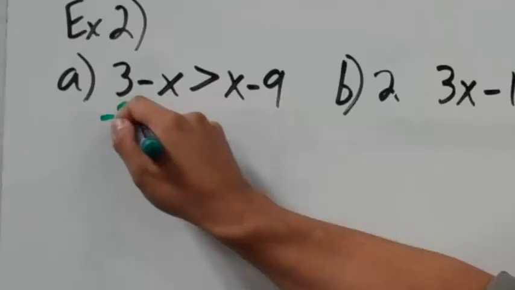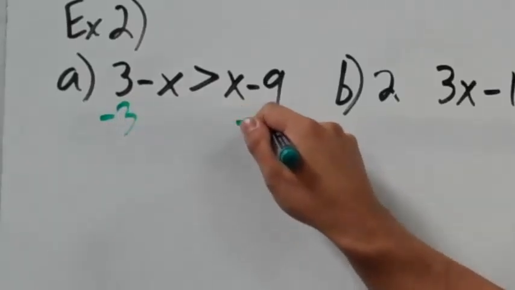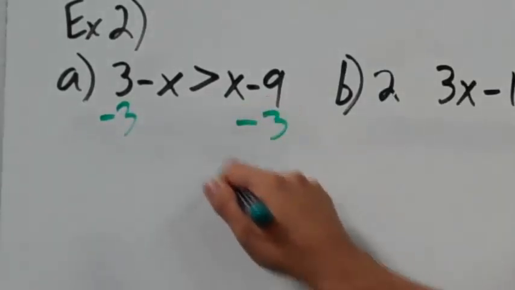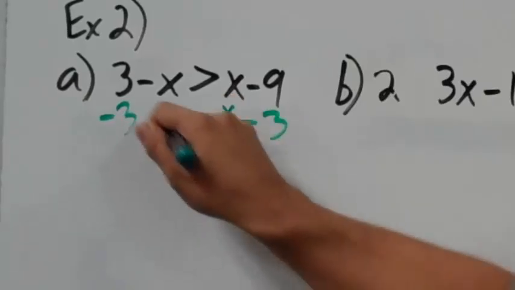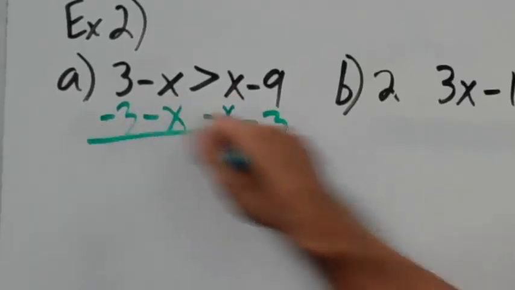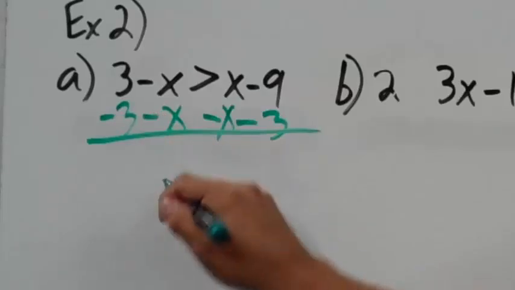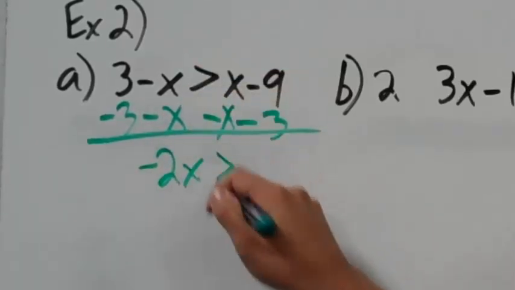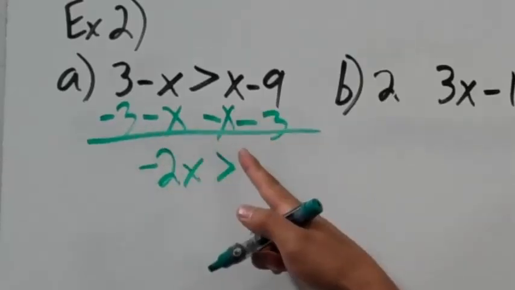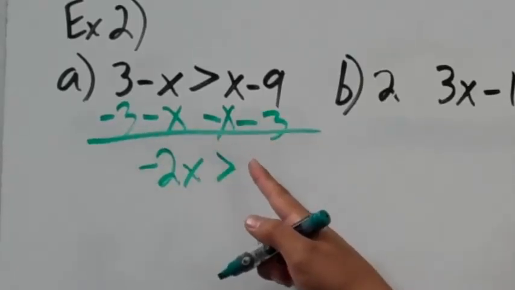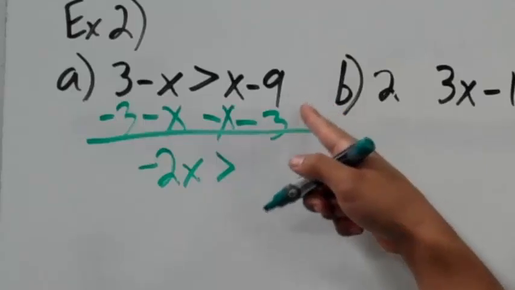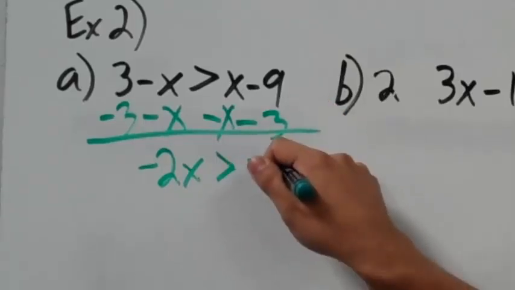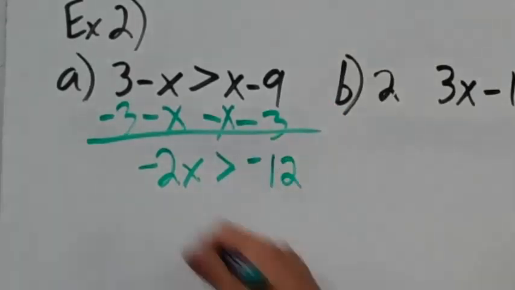First, I want to move the 3 over here, and I'm going to subtract x at the same time. Okay, so we have to remember negative x, that's negative 2x. My symbol is going to stay exactly the same because all I did was add or subtract. I didn't multiply or divide by a negative number. Negative 9 and negative 3, well, that's negative 12.